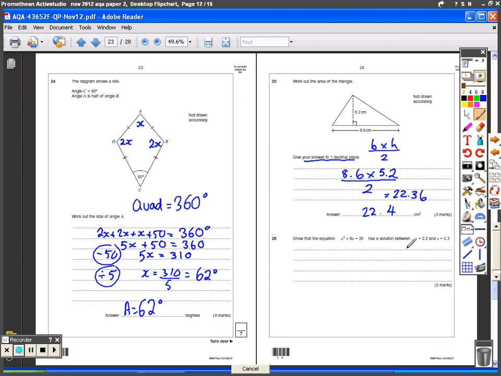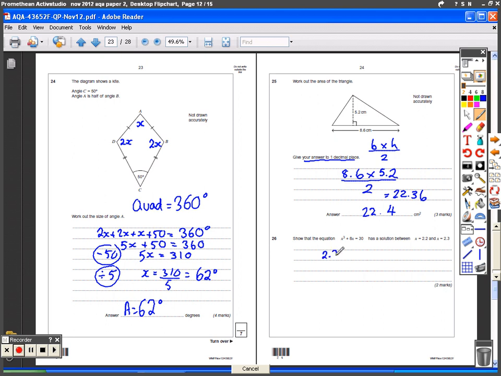Okay, 26. Show that the equation x cubed plus 8x equals 30 has a solution between x equals 2.2 and x equals 2.3. So if it's going to come between these two numbers, that must mean that x, when it's 2.2, is too small, and when it's 2.3 is too big. So we need to prove this now.